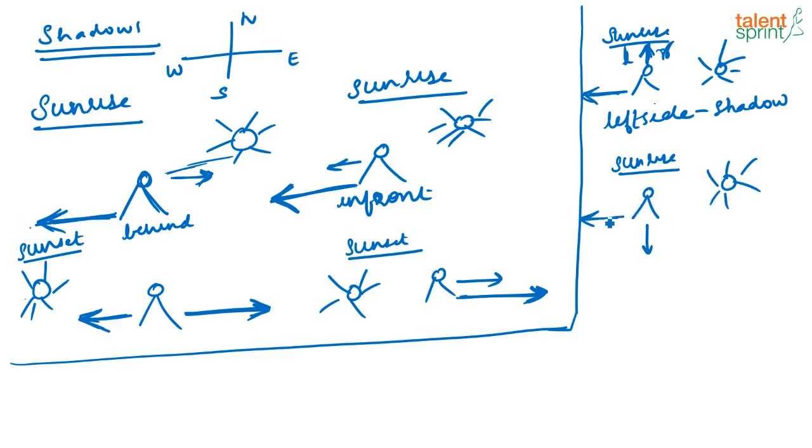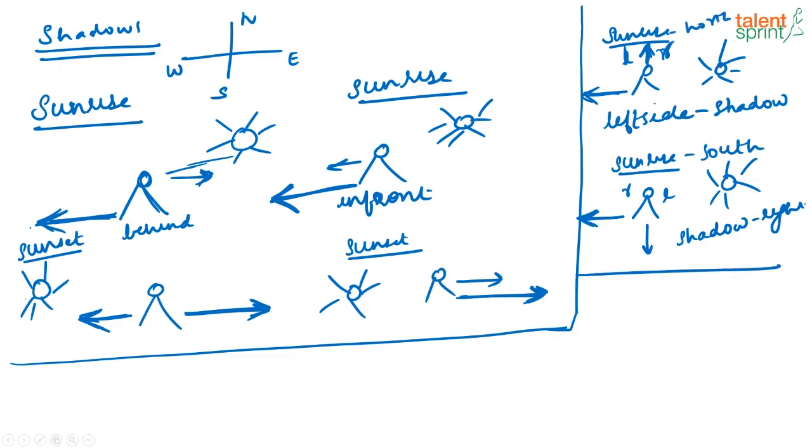Shadow is always towards the west, that is in this direction. Now if this person is facing south, this is his left hand side and this is his right hand side. So during sunrise, if a person is facing south, the shadow will fall towards his right side, correct? This is his right hand side, so the shadow is towards his right side when the person is facing south. This is the case when the person is facing north.